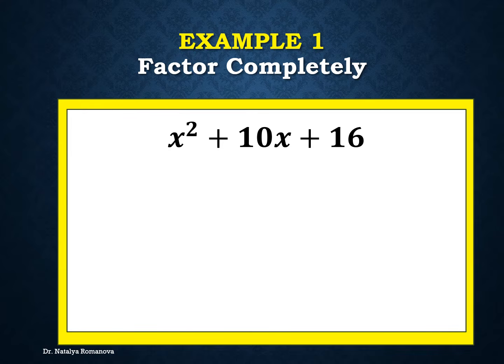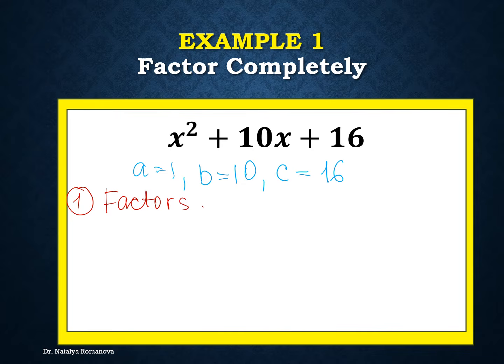In the first example, we can see our quadratic expression has coefficient a equals 1, coefficient b equals 10, coefficient c equals 16. Step 1, we have to find all factors of c, so 16. The first couple would be 1, 16. So what does factors mean? The product of our factors must be equal to c, must be equal to 16.